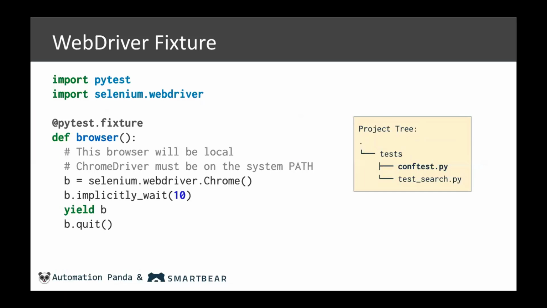The third line here is the yield, and this is a pytest fixture thing. Yield acts like a return statement. So it will return B, the browser instance. By returning it, other test cases that call this fixture can access the browser.